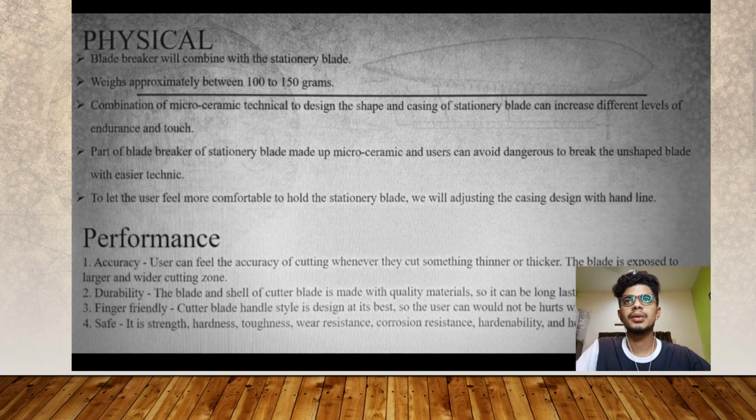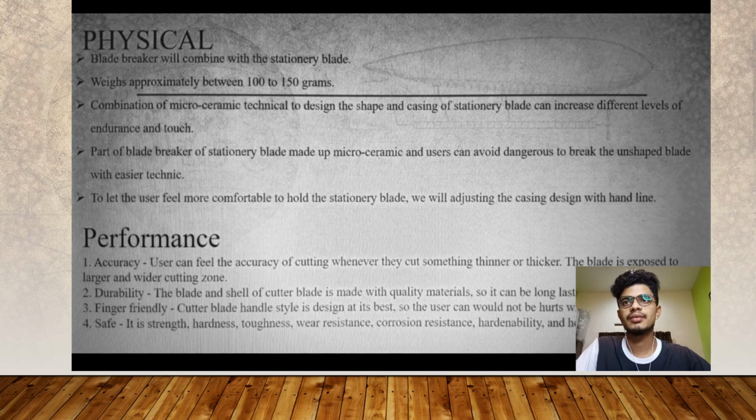After that, physical requirement. The blade breaker will combine with the stationery blade. It weighs approximately between 100 to 115 grams. Combining microceramic technology to design the shape and casing of the stationery blade can increase different levels of endurance and toughness. The blade breaker part of the stationery blade is made up of microceramics, and the user can avoid danger when breaking the unshaped blade.